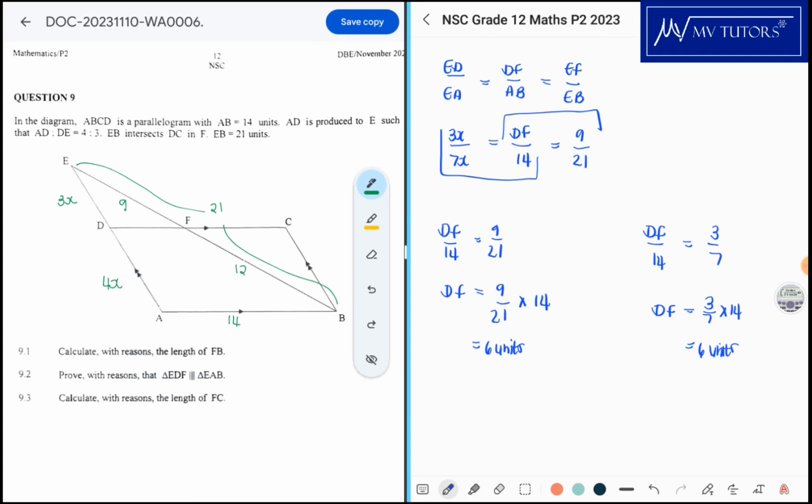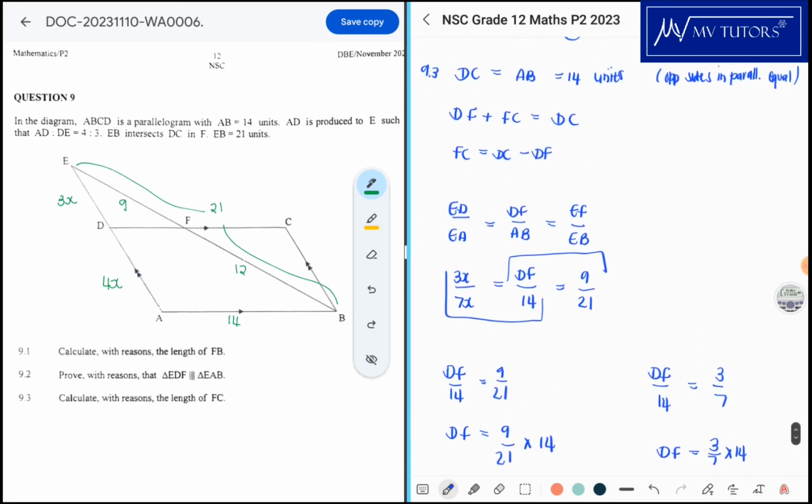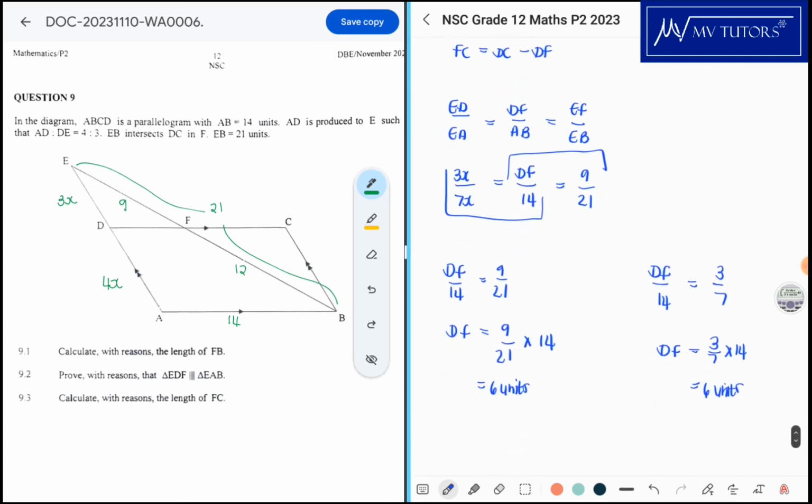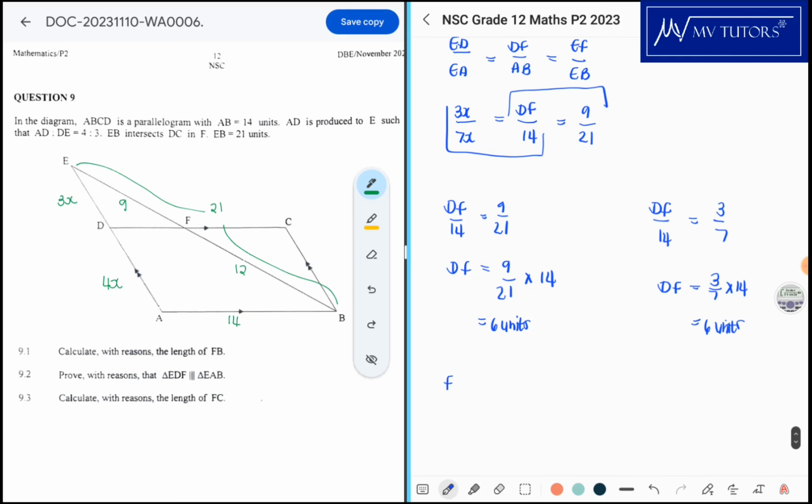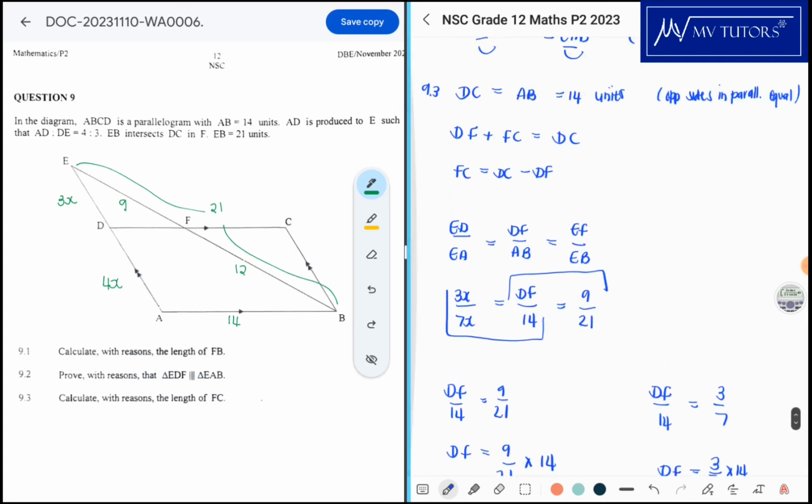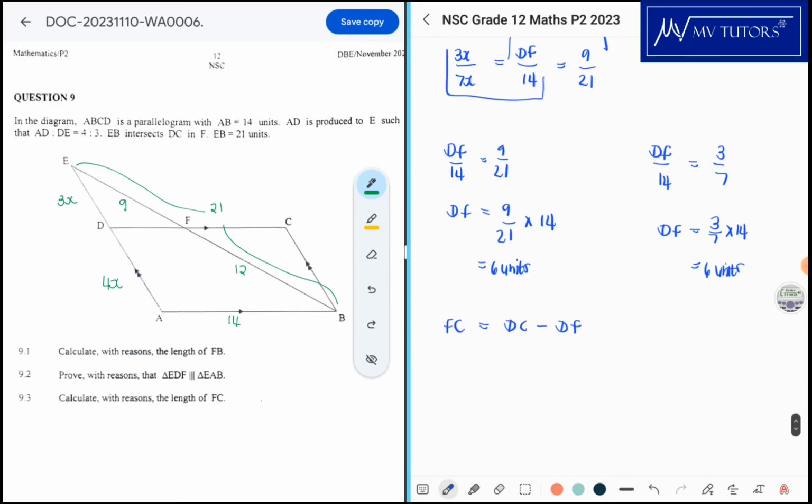So now we have DF. We can go back to our sum to say that FC, which is what we're looking for, FC is equal to DC minus DF. That's how we wrote it. And we know that DC is 14, because it's equal to AB. 14 minus 6.